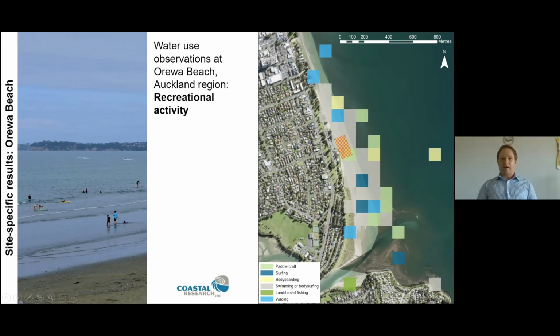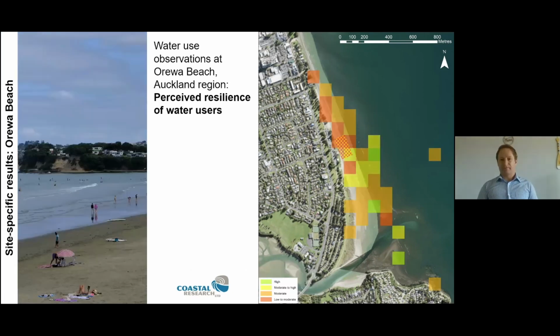We also mapped the perceived resilience of water users. What we can see in this, with red and orange being those perceived to be at higher risk or a lower level of resilience, if you like, is that thankfully a lot of them are in and around the red and yellow flags. However, we also saw some out by the mouth of the estuary, which is of more concern at this location.